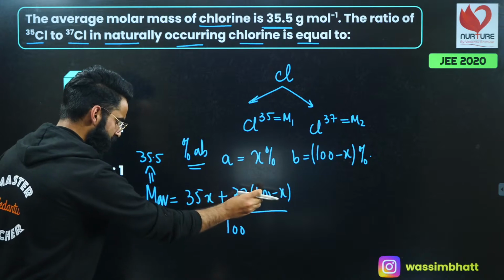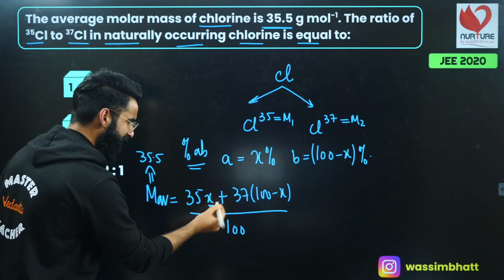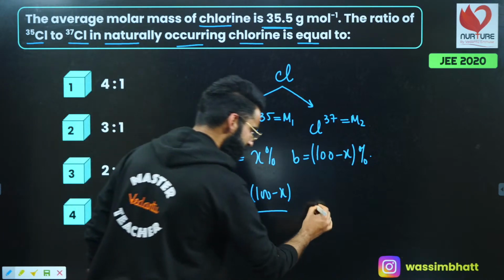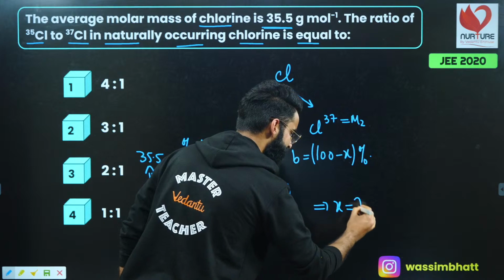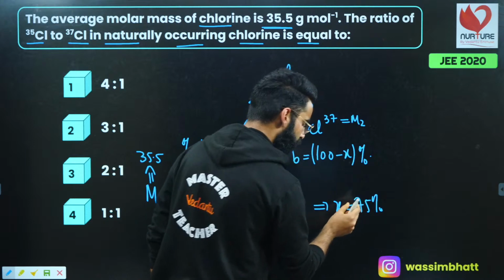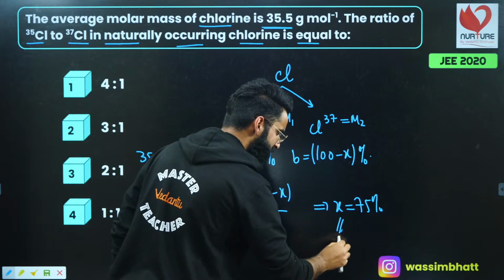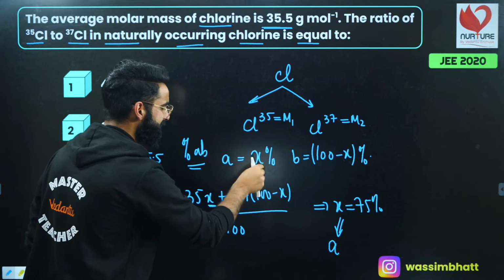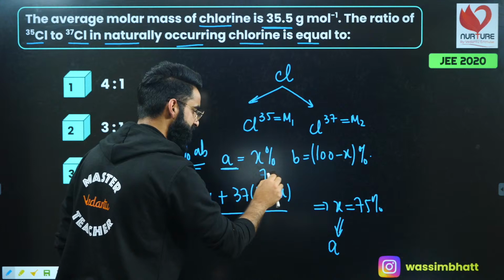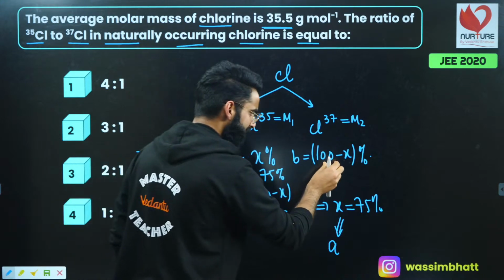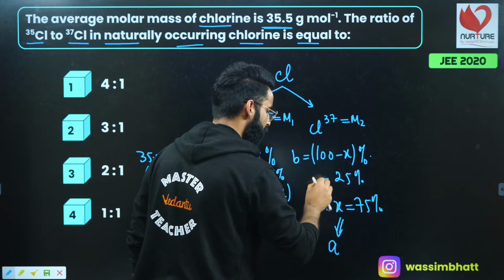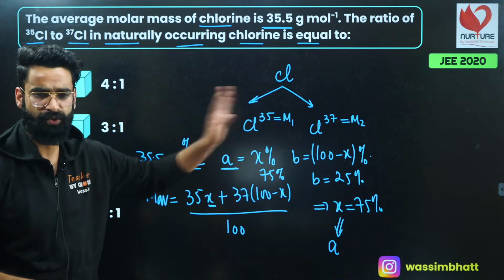If you look at this equation, you have just one variable, that's X. Can we get the value of X from here? Absolutely. When you simply cross multiply this, you'll get the value of X as 75%. That means the remaining is going to be 100 minus X. So what was X first of all? X was basically the percentage abundance of this Cl35, which I used to represent by A. So I got the percentage abundance of Cl35 as 75%, right? Similarly, it is going to be 100 minus X. 100 minus 75 comes out to be 25%.